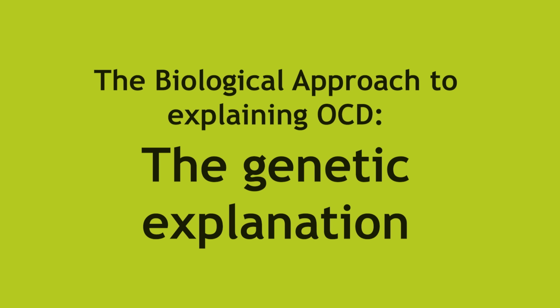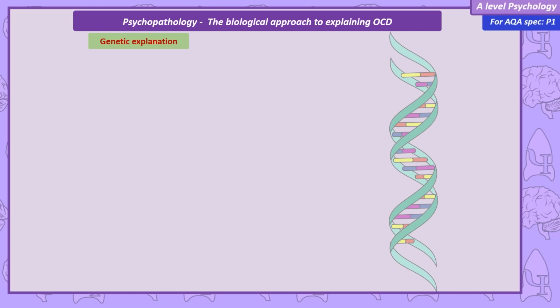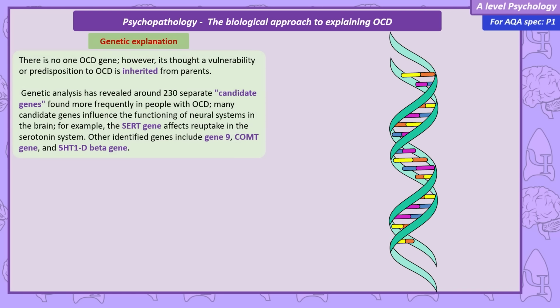The biological approach to explaining OCD, the genetic explanation. The genetic explanation suggests that a vulnerability or predisposition to OCD is inherited from our parents. While there certainly isn't one single OCD gene that causes OCD, there are some individual genes, called candidate genes, that are found more frequently in those people who have OCD. These include gene 9, COMP gene, SERT gene, and 5-HT1D beta gene.